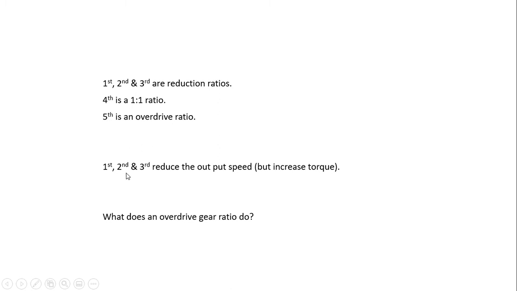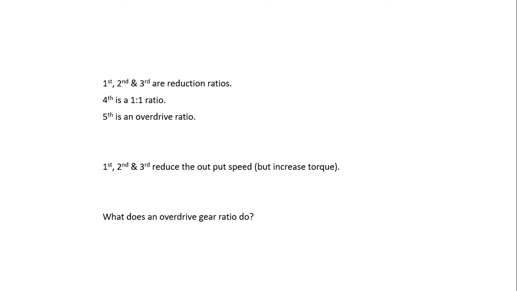So first, second and third reduce the output speed but increase torque. So we know that if we want to go uphill, the steeper the hill, the lower the gear. Alright, so first gear will increase the amount of torque that's available to get us up that hill. But you guys know that when you're in first gear, the output speed of your car is generally slower. So first, second and third all reduce the output speed but increase the torque. Alright, fourth gear is 1-to-1, so for one turn of the crankshaft you get one turn of the output shaft.